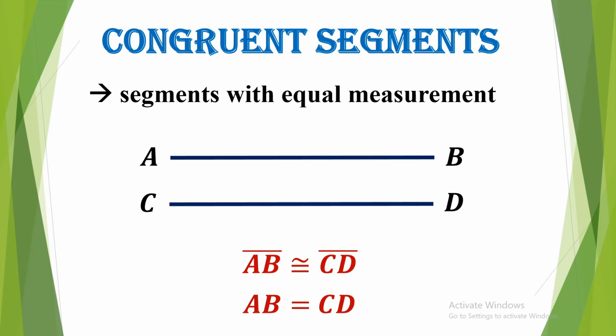For the measurement, you can use the two endpoints or the two capital letters that will already mean that we are pertaining to the measurement of that segment. Or in some books, they use the small letter m followed by segment AB.